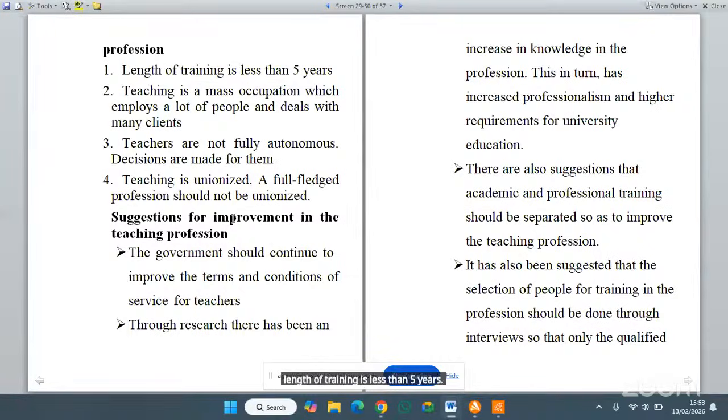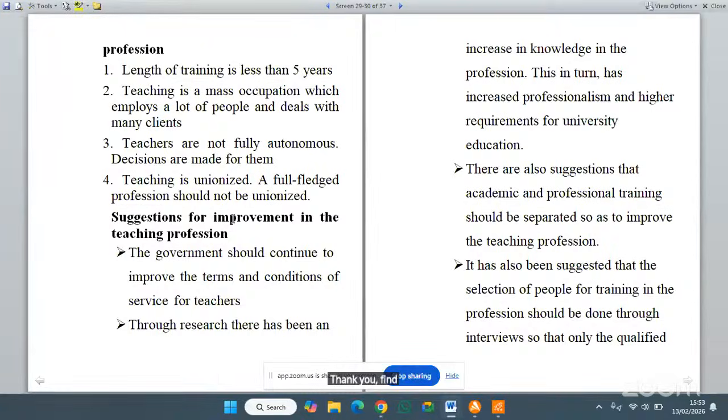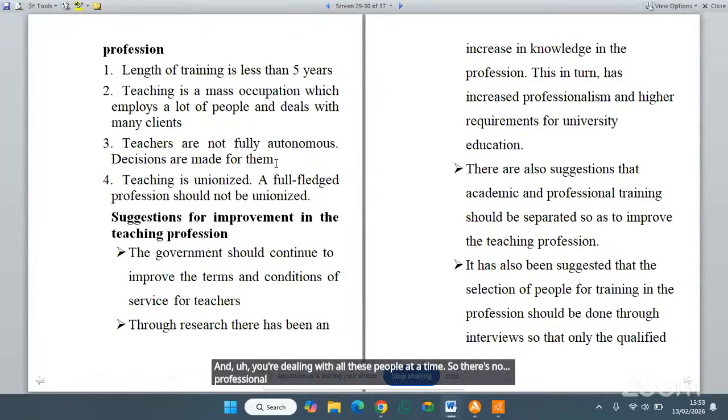That is what we said earlier. Teachers train for 2, others 3, others 4 years. Teaching is a mass occupation which employs a lot of people and deals with many clients. Like you find one class, you have over 70 students, and you are dealing with all these people at a time. So there's no professionalism that can be achieved in such a situation.